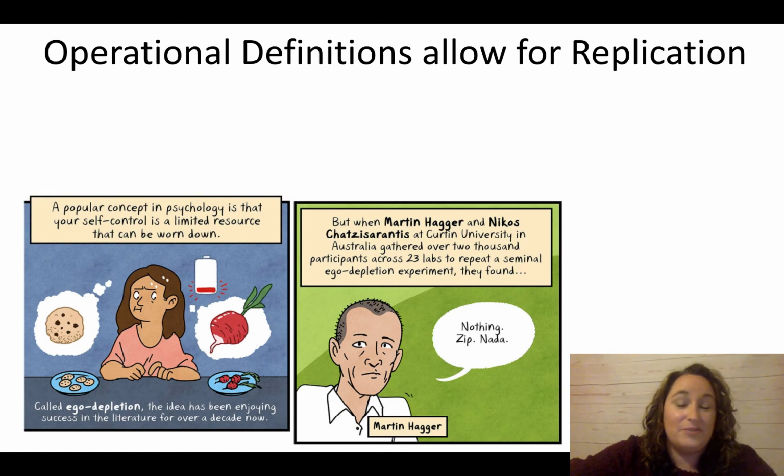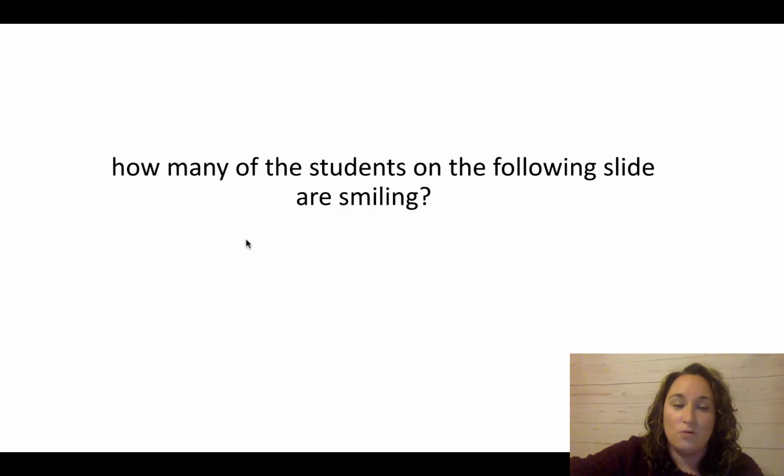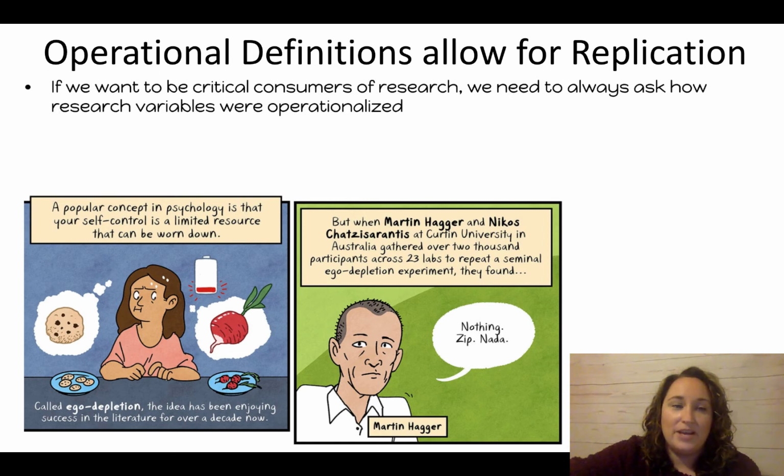So in order for this to be a good study, you need to define these independent variables. What does the photographer's friendliness mean? Tell me specifically, how did you measure friendliness? And how did you measure smiling? So that we know what we're all talking about in this experiment or in this study. And again, that replication part is important. If we want to be critical consumers of research, we need to always ask how the research variables were operationalized. Well, what getting more sleep makes people happy.